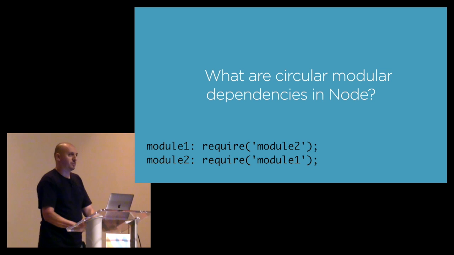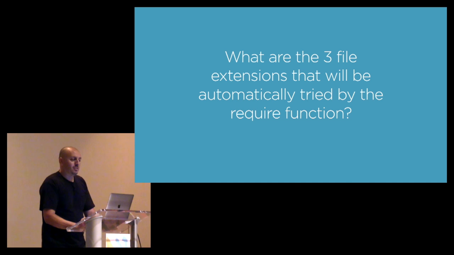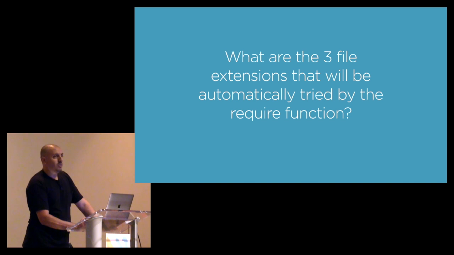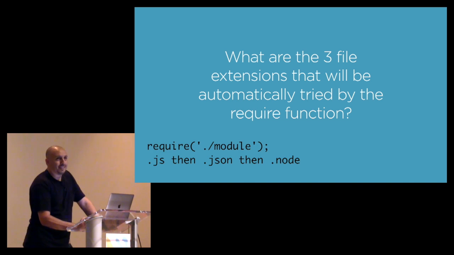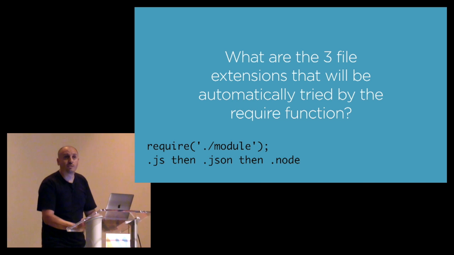All right, how about an easy question? What are the 3 extensions that will be automatically tried by the require function? We know .js, right? But the require function will also try .json and .node. So if you have a JSON file, you can just require it directly, and Node will actually take that JSON, parse it, and put it in a JavaScript object for you.